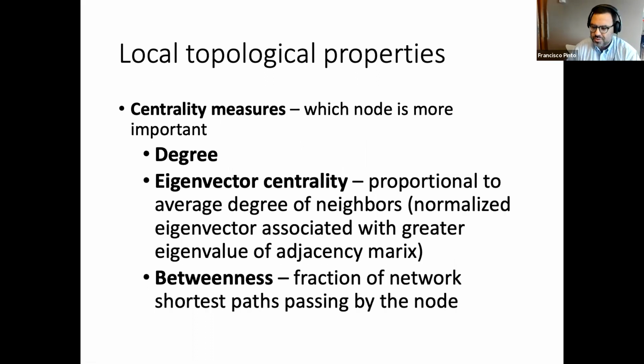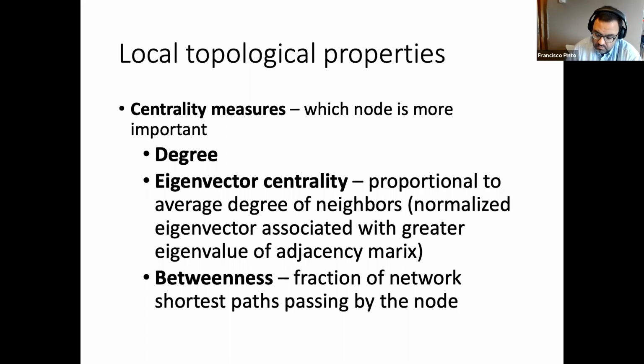I wouldn't say more useful, so it's not the right word, but more commonly applied are measures of local topological properties. So now the idea is not to evaluate the complete network or get an estimate for the complete network, but to understand how the different components of the network or different groups of nodes are organized and what is the local structure of the network around each node, and that may help us to understand the relevance of that node to the whole system.